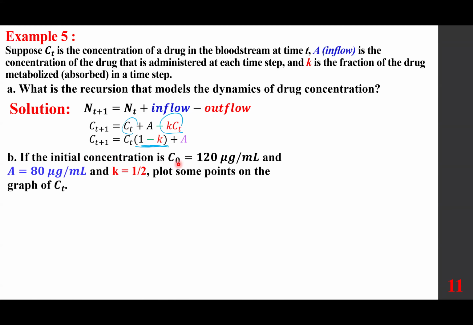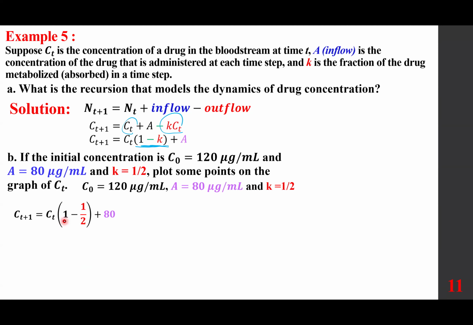If the initial concentration is C sub 0 equals 120 micrograms per milliliter and A equals 80 micrograms per milliliter and K is 1/2, plot some points on the graph of C sub t. So what is given? C sub 0, A, and K. First, let's write that. Those are the given, everybody. And now we go to this formula and replace the K with 1/2, A with 80.